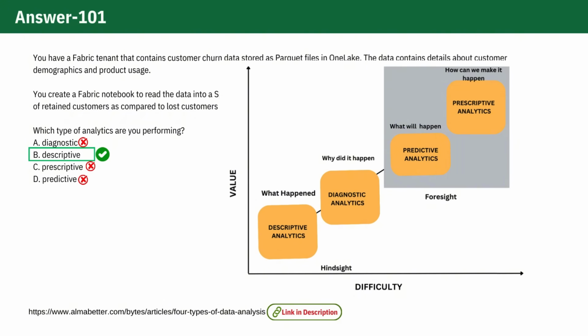D. Predictive. Predictive analytics uses historical data to make predictions about future events. This often involves using statistical models or machine learning to forecast future outcomes. It is inapplicable here because you are not making any predictions or forecasts about future customer behavior. You are only describing past and current data.